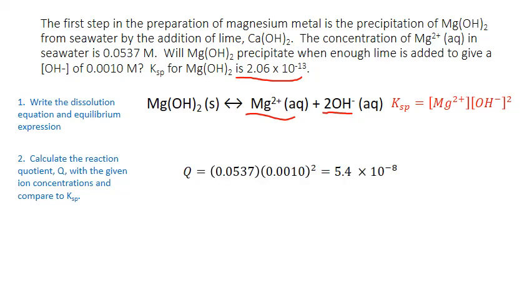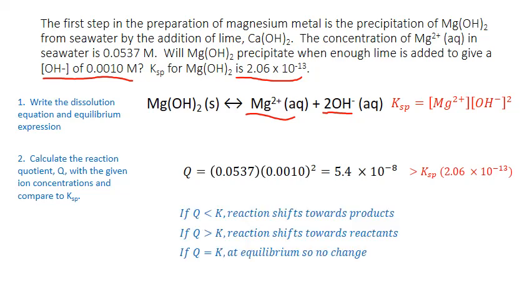So in this case, we substitute in our concentrations for magnesium, 0.0537, and the concentration given to us for hydroxide, 0.0010 moles per liter. We square the hydroxide according to the equilibrium expression, and you end up with 5.4 times 10 to the negative 8. We compare this to our KSP value. It is much larger than KSP. So remember that when Q is actually larger than K, it means that the reaction will shift towards the reactants to consume some of the product concentration.